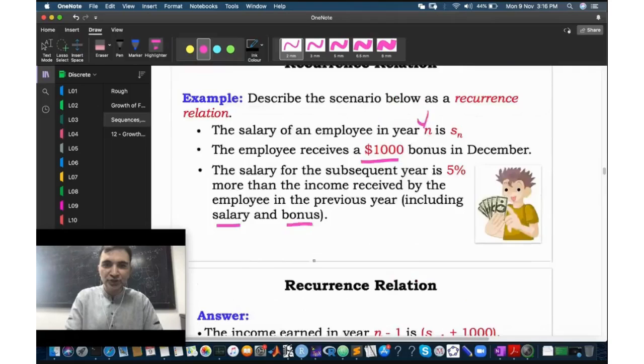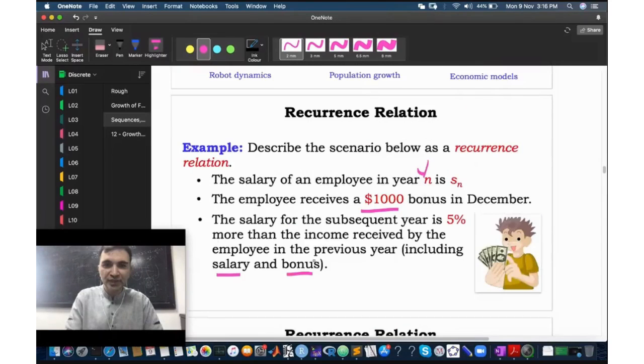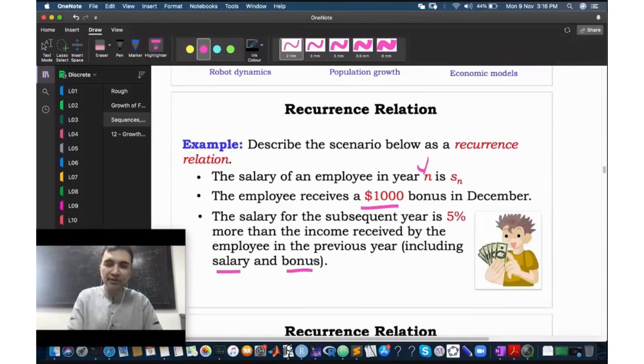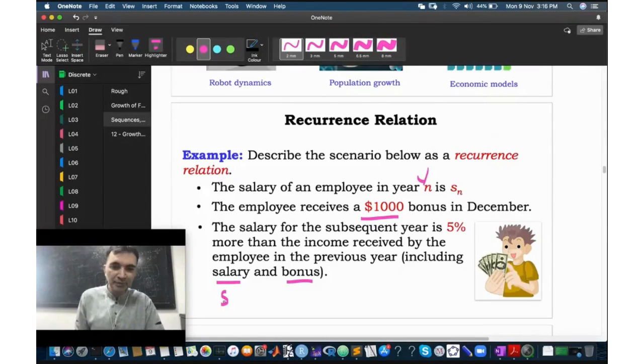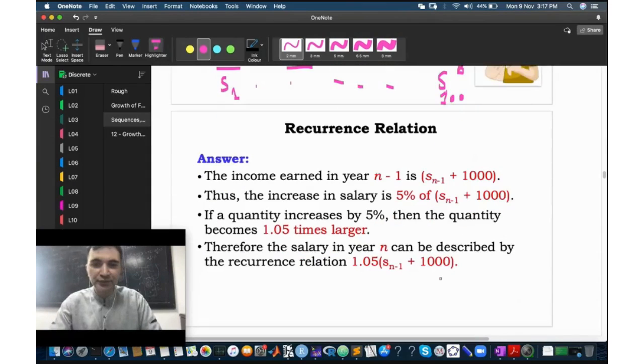So you can actually compute the new salary using a recurrence relation. You can tell me what's the salary in the first year, and I can tell you the salary in the 100th year if the guy lives up to, I don't know, 200 or something. I can find out the salary in the 100th year using just a recurrence relation without computing the salary of every year. I can just apply some formula and compute it. So for example, the income in year n minus 1 is going to be S of n minus 1 plus 1,000. That's a bonus जिसको मिला था.